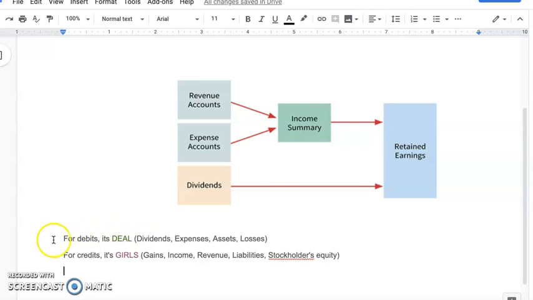And so here we have the acronym DEAL: dividends, expenses, assets, and losses. These are all debit account balances. Then credits, the acronym is GIRLS: gains, income, revenue, liabilities, and stockholders' equity. So like I mentioned earlier, we're looking at revenue, which is a credit. So if we want to zero out the revenue accounts, we have to do the opposite, and we have to debit it. So that's what we're going to be doing down here.